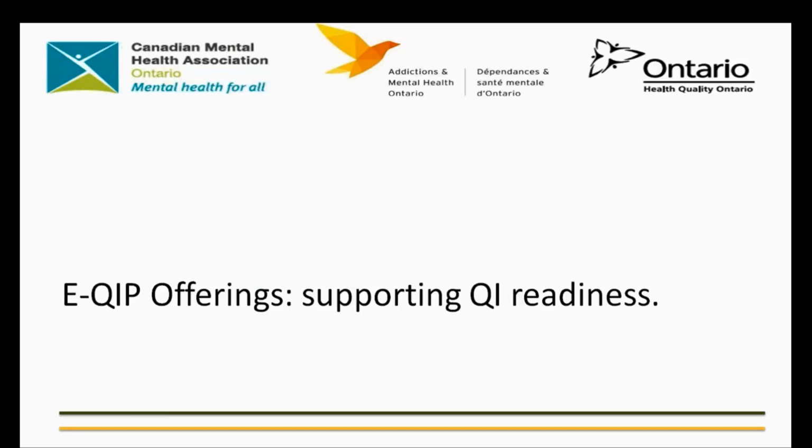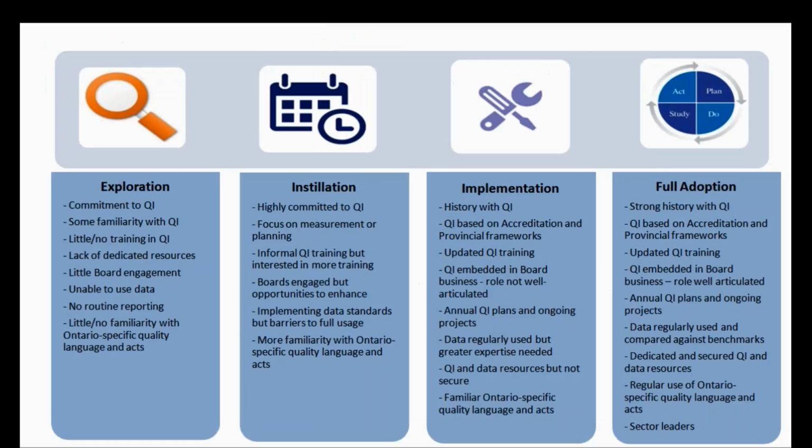In terms of our offerings, we really have worked to kind of set up our offerings so that they are aligned with where people are at in terms of QI readiness. This is just a chart that talks about the stages of QI readiness that moves from exploration through to installation, implementation, and full adoption. And these are basically characteristics that are aligned with key elements that we know are really important in terms of implementation and sustainability around QI.